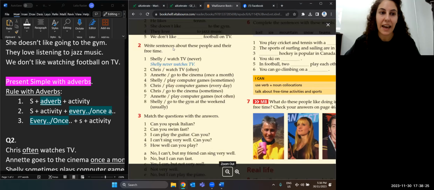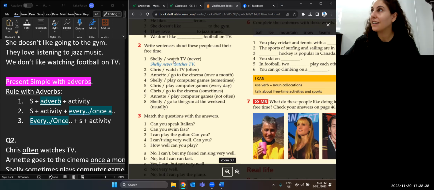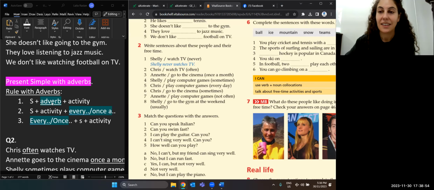So then we also looked at using the present simple, but with adverbs. So remember the present simple, it's just the verb. There's no ing. So it's like saying, Shelley, hey, Italo, how are you? It's like saying, I watch TV. So there's no ing, it's just subject, verb. So this one, because it's Shelley, and we want to use an adverb. Remember, adverbs are words like sometimes, never, hardly, occasionally, always, every day, not often, usually, sometimes, once a month, once a week, every weekend, every Sunday.